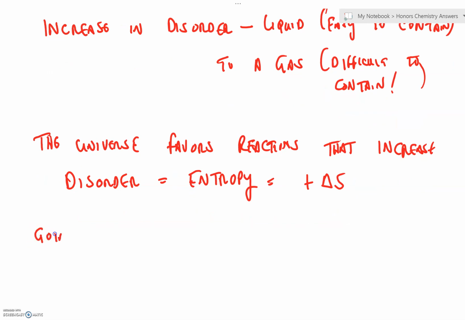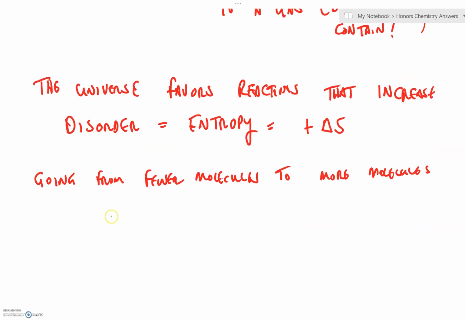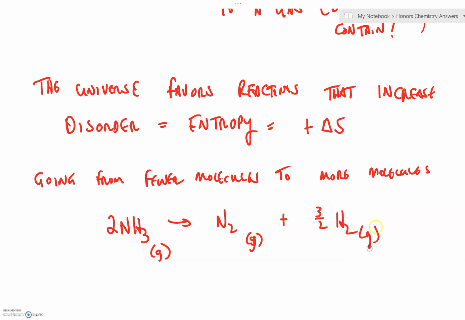So another good example, going from fewer molecules to more molecules, would be a good example of an increasing delta S. So a reaction like this is the reverse of something called the Haber process. We've got ammonia gas, and it is decomposing into nitrogen, which is a gas, and 3/2 of an H2, also a gas.